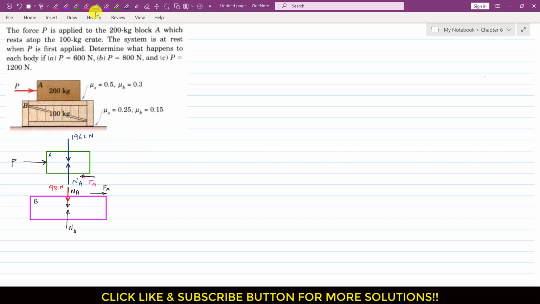So now if we draw the equilibrium condition for both bodies, I will write for body A first and then for body B. One force I forgot for crate B is that this surface will also offer some friction. So let's assume that this surface is applying a friction on this body B in this direction. Let's say this is the friction of body B, FB.